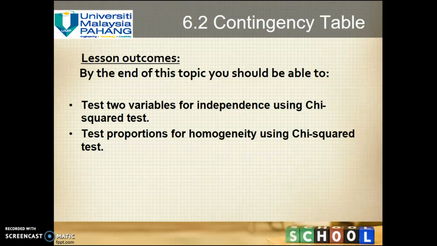So the next subtopic for chapter 6 is 6.2, contingency table. By the end of this topic, you should be able to test two variables for independence using the chi-square test, and test proportions for homogeneity using the chi-square test. Both are about contingency tables, with different hypotheses.